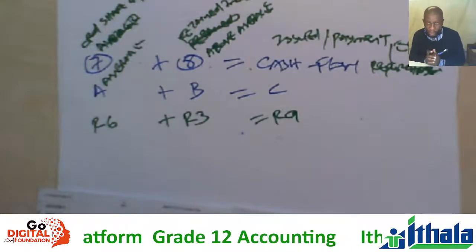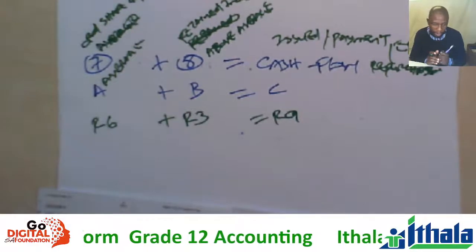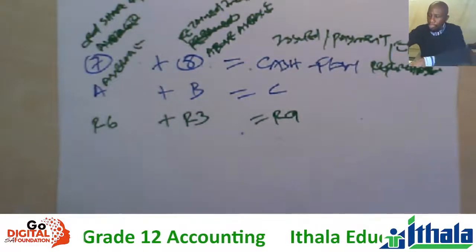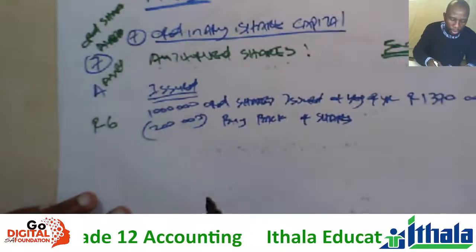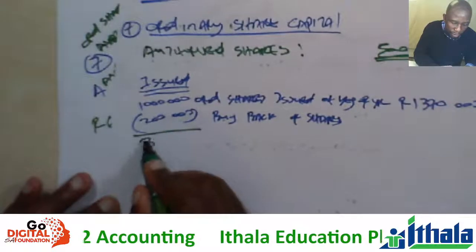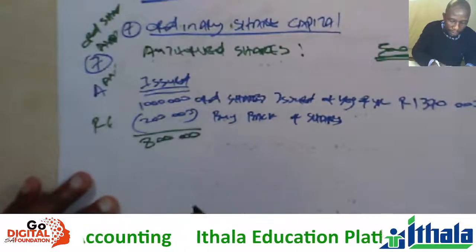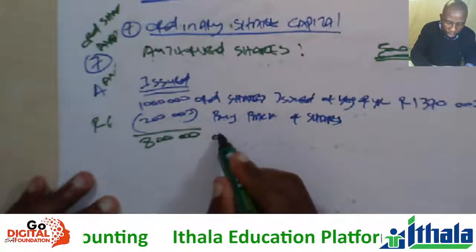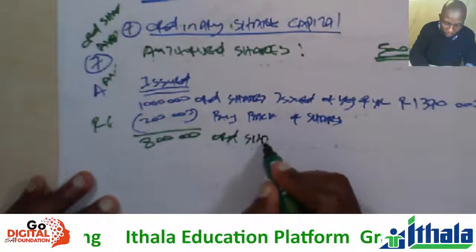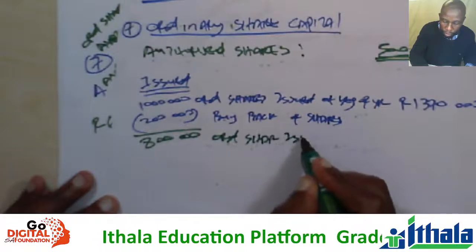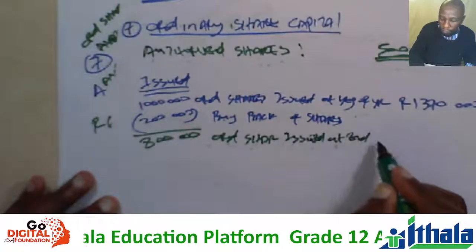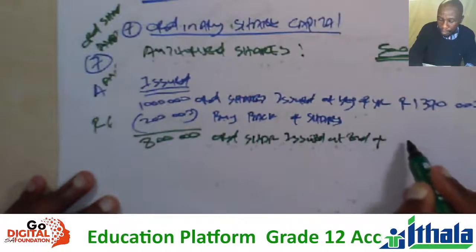In number of shares, it will be the same, just 200. 200 shares, not 2000, sorry, 200. So 1 million less 200,000, we get 800,000. That is the ordinary shares issued at the end of the year.